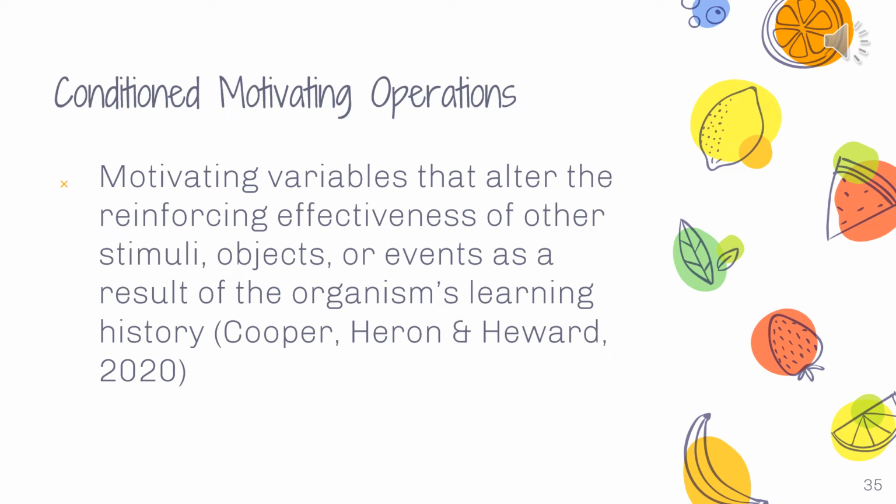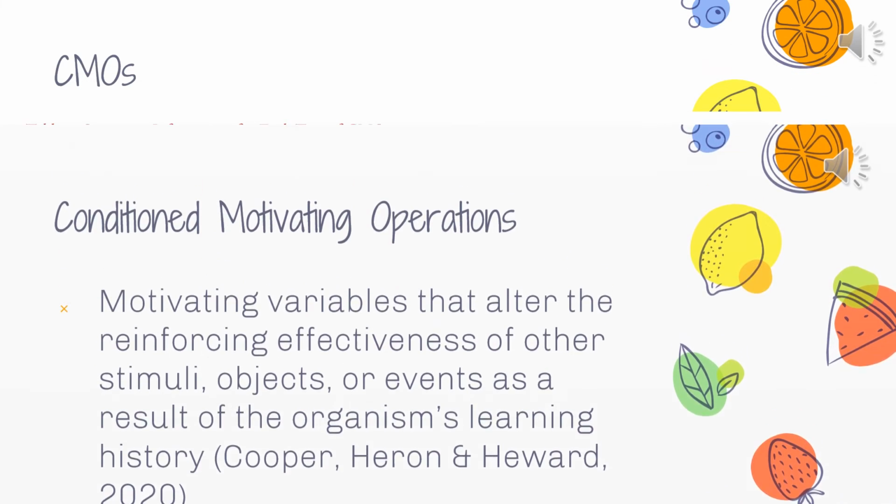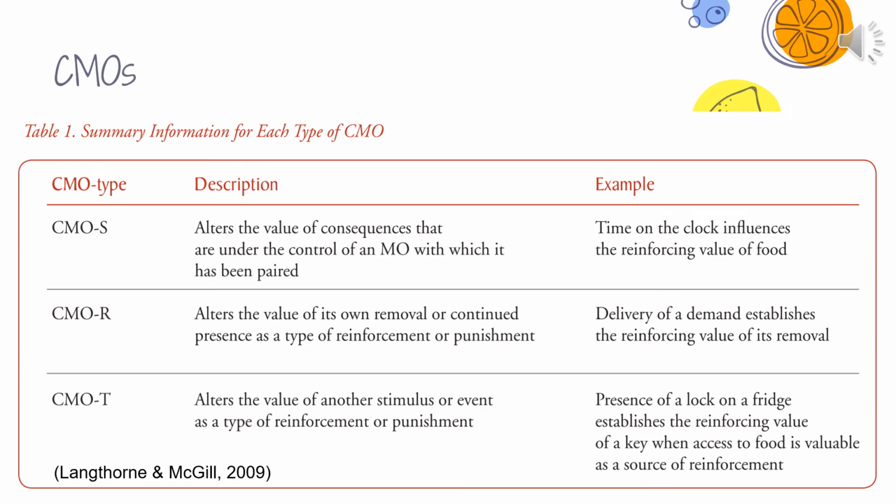There are also conditioned motivating operations. These are motivating variables that alter the reinforcing effectiveness of other stimuli, objects, or events as a result of the organism's learning history. There are three types of conditioned motivating operations: a CMO-S, or surrogate, CMO-R, or reflexive, and a CMO-T, transitive.